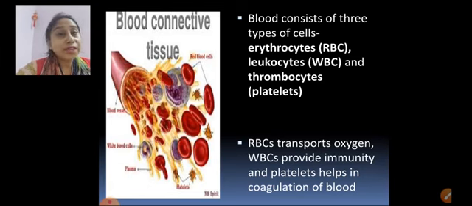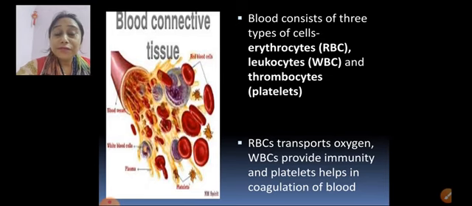Now, each of these three cells has an important, unique function. Number one, RBC. RBC's function is to transport oxygen. WBCs, the leukocytes, are important because they provide immunity to the body. They fight against any foreign body that enters our body. And platelets are also important because they coagulate or clot the blood. Whenever we get a cut in our body, have you seen clotting of blood? This clotting is because of the presence of platelets.